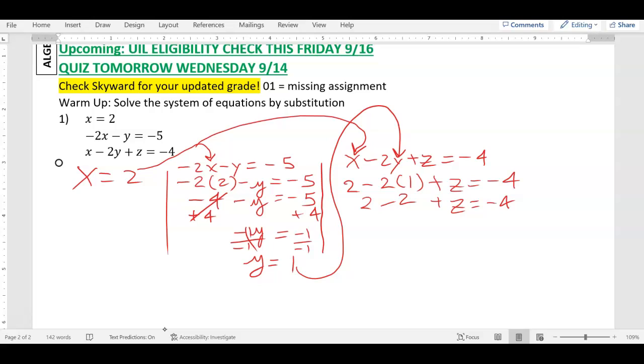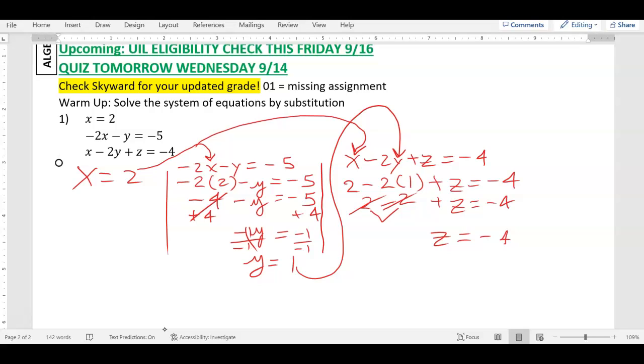Now, let's simplify. The 2 and the minus 2 give me what? These give me 0. Now, you could write 0, or you just know that they cancel out. 2 minus 2 is nothing. You don't have to write 0 plus. So I just bring down z equals negative 4. That's it. I don't have to do any dividing because there's nothing in front of z, right? All right, so we have x, we got y, we got z.